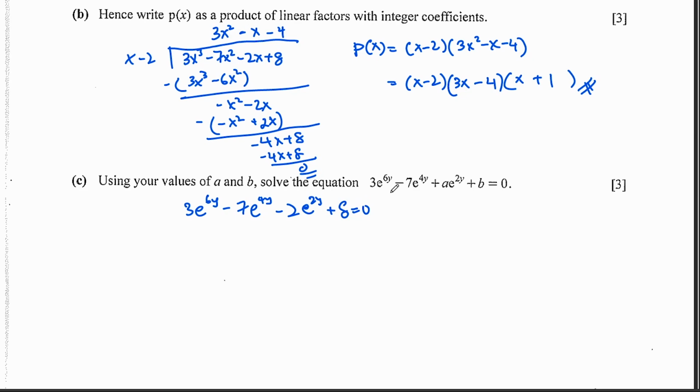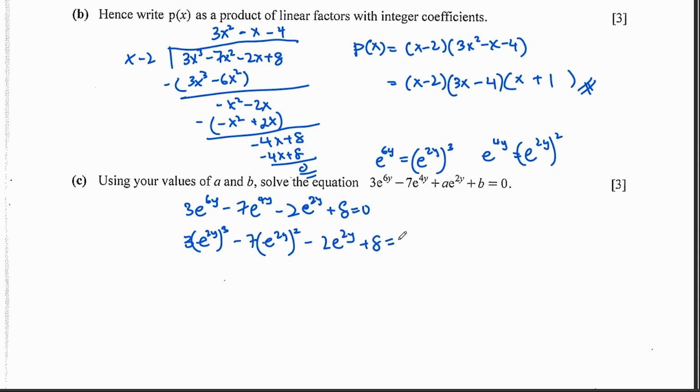Right, and then if you notice that this e power 6y, you can rewrite it as e power 2y cubed, and this e power 4y, you can rewrite it as e power 2y squared. Okay, so now we have a polynomial in terms of e to the power of 2y. So similarly, we can do the factorization, except we replace the x with the e to the power of 2y. Okay, so we have 3 linear factors equals to 0, so each of these will yield a solution.